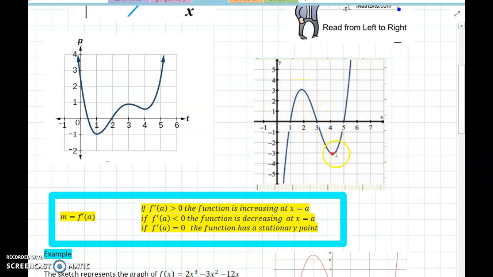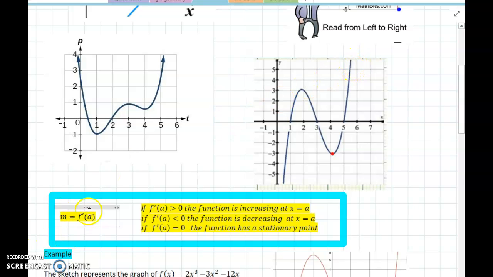And similarly over here, if I drew a tangent, it would be horizontal. And on this side, if I drew a tangent anywhere, let's say at x equal to 5.2, that gradient would be positive. And all along here, you can see that the function is increasing.